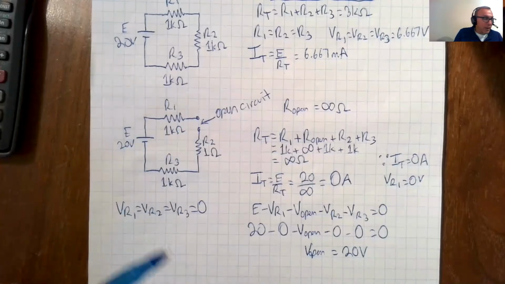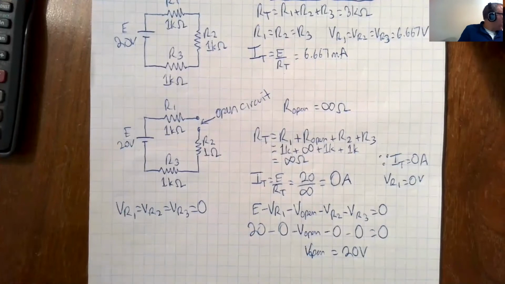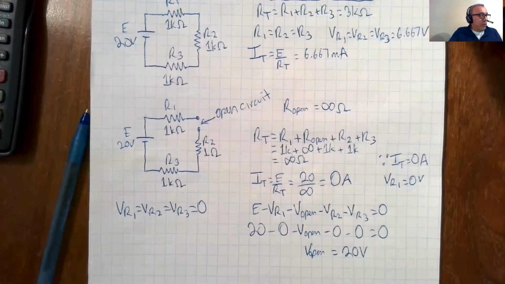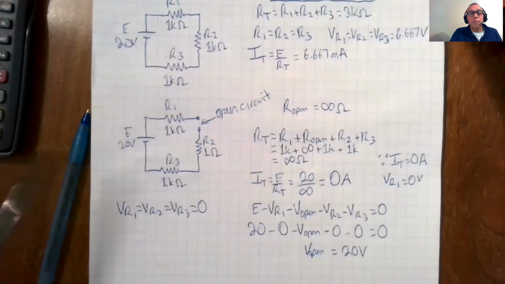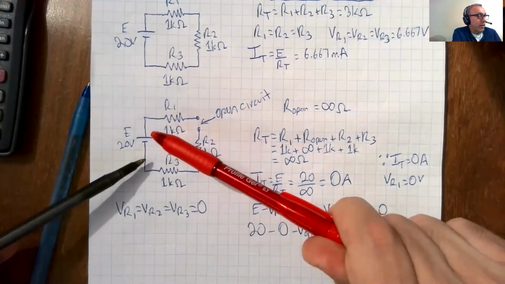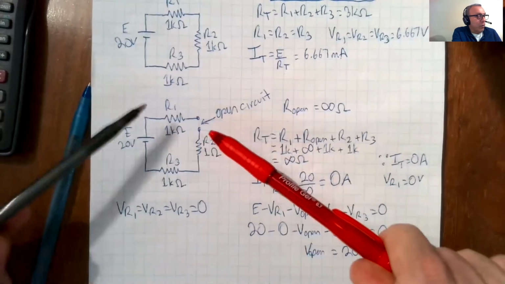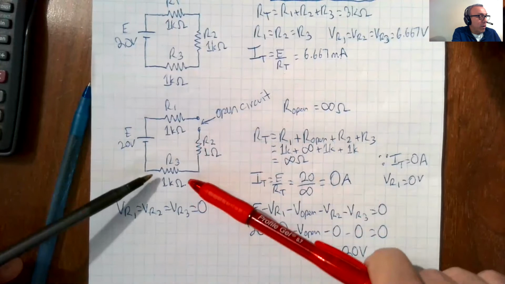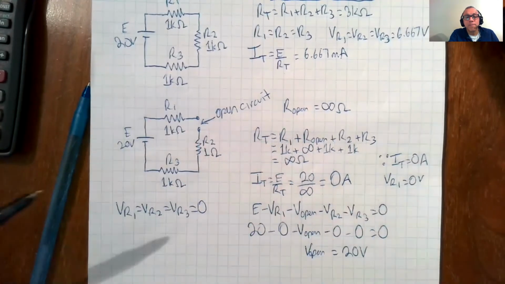So now, if you were a technician on site, what you would see is this circuit here, and something's wrong. Customer called you and said that my 3 resistor series circuit is not working. Can you please come check it out? And so you measure across E and you get 20. You measure VR1, you get 0. You measure VR2, you get 0. You measure VR3, you get 0.